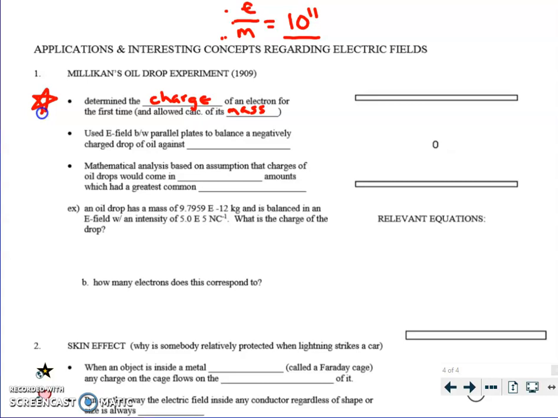So how did he do it? He used parallel plates and the uniform electric field that comes with it to balance oil drops. Okay, so I'm going to go to the diagram before I fill in the blanks. We have two parallel plates. The top plate is going to be positively charged. You place a voltage across it such that it has positive charge, and therefore by induction the negative plate is automatically going to be negative.